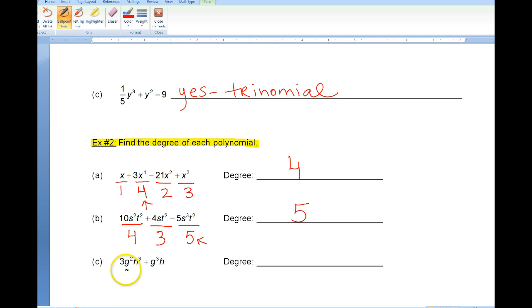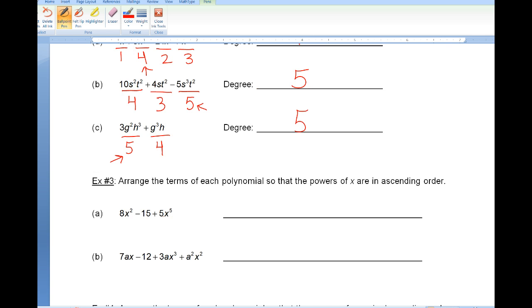And the last example, the first term, the degree of the polynomial is 5, and the degree of the second term is 4. So the biggest of the degrees is 5. So once we know how to find the degree of the polynomial, we then need to be able to rearrange the order of the terms in terms of x.